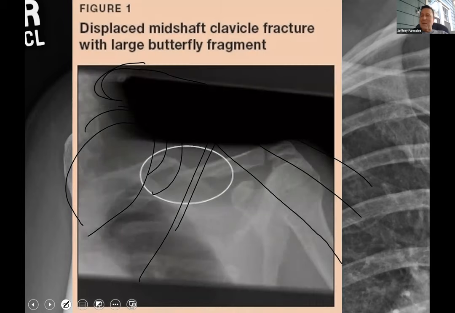Oh, my drawing, my lines mess it up. All right, but here we're seeing a mid-shaft clavicular fracture. And if you fracture it, you're going to be able to just move your arm way more than it should inward, because the clavicle was keeping it out there.